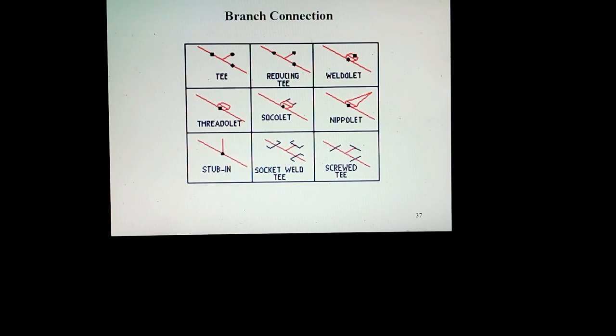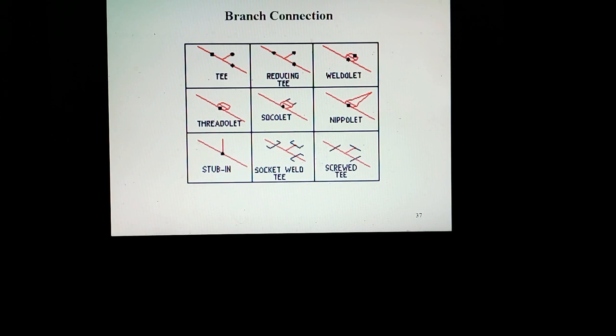Branch connection. This has 9 options: equal T, reducing T, weld outlet, thread outlet, sockolet, nipolet, stub in, socket weld T and screw T. Select the option by clicking it. The dialog box will appear on screen showing the type of drawing it will draw. Select the one required by double clicking. Select the pipeline. You have to then indicate the angle of side branch through the dialog box. The branch connection will be inserted in the line. You can continue drawing the pipeline.